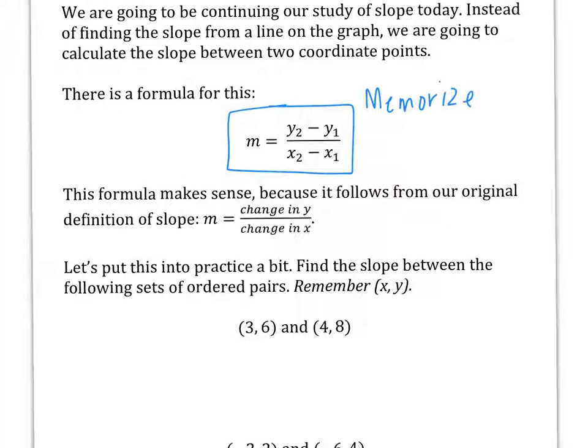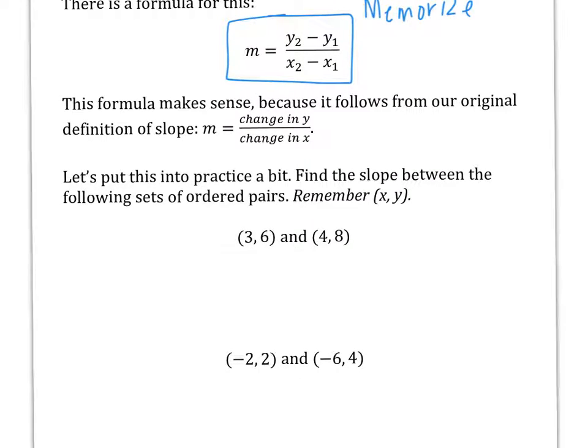And so this y2 and y1 is the second y coordinate listed and then the first y coordinate listed. x2 is the second x coordinate listed, x1 is the first x coordinate listed, and we'll talk about that when we go through some examples. But this formula makes sense because it follows from our original definition of slope, in that we had m equals the change in y's over the change in x. And again, change means to subtract, right? Or the difference in, and difference means subtract.